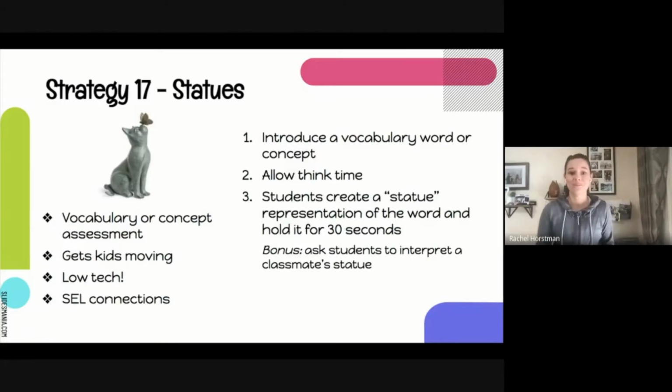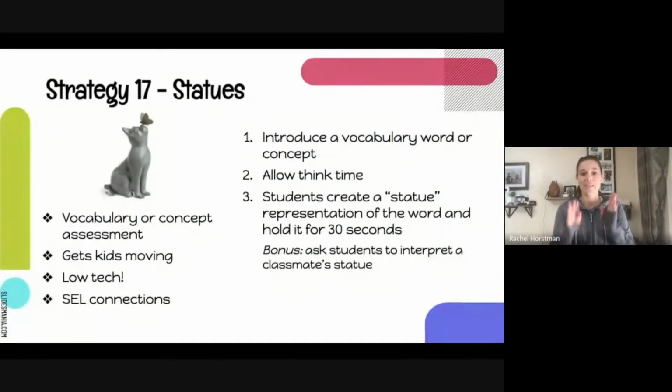So then you'll allow some think time, and students create a statue with their body. And it's really important that they hold the statue so that you can observe what they are showing with their body, and so other students can observe them as well. So the bonus for this would be to ask students to interpret a classmate's statue.